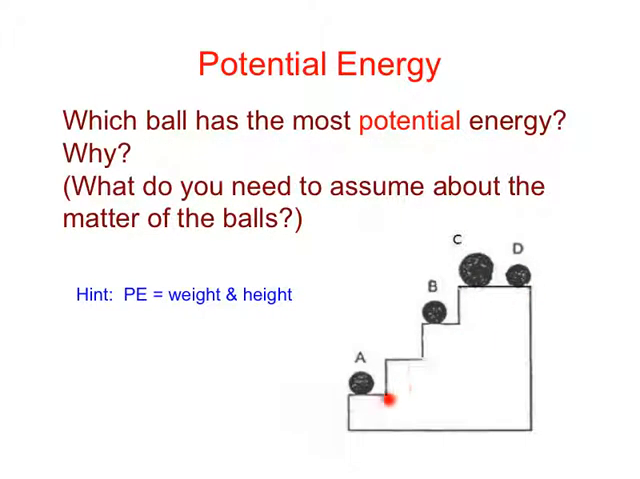Let's look at this staircase here with the balls on it. Which ball has the most potential energy? Why? What do you need to assume about the matter of the balls? If you said weight or mass and height, you're absolutely right. So take a look at the different balls here. Which one has the most potential energy? If you said C, you're absolutely right. It has the most weight or mass, and it's at the top of the stairs.